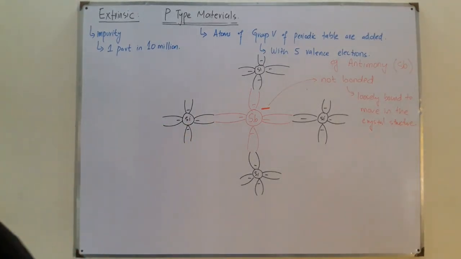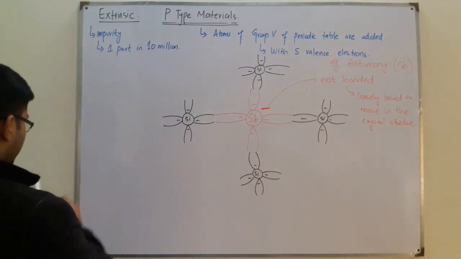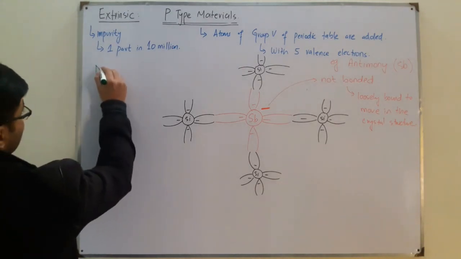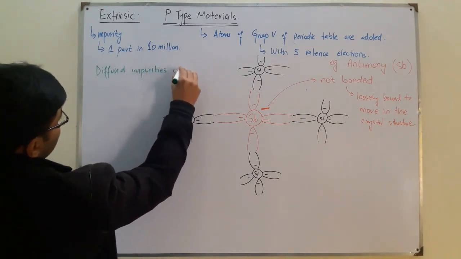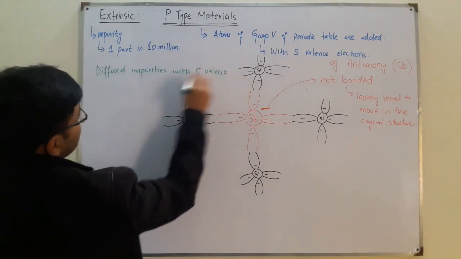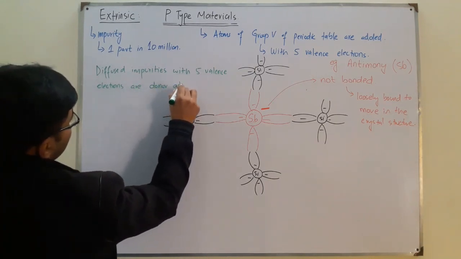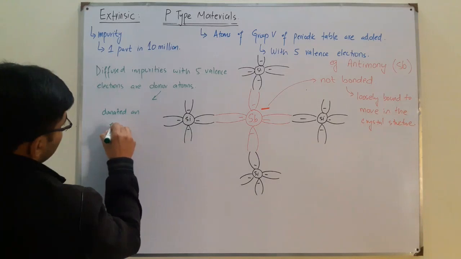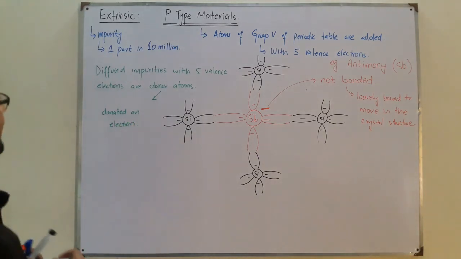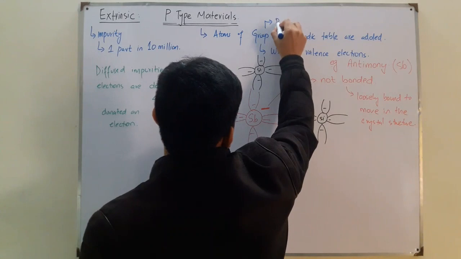So from this we can write a conclusion that diffused impurities with 5 valence electrons are called donor atoms. Why? Because it has donated an electron to the structure. And these impurities with 5 valence electrons are called pentavalent atoms. I've already told you before, these are the pentavalent atoms.